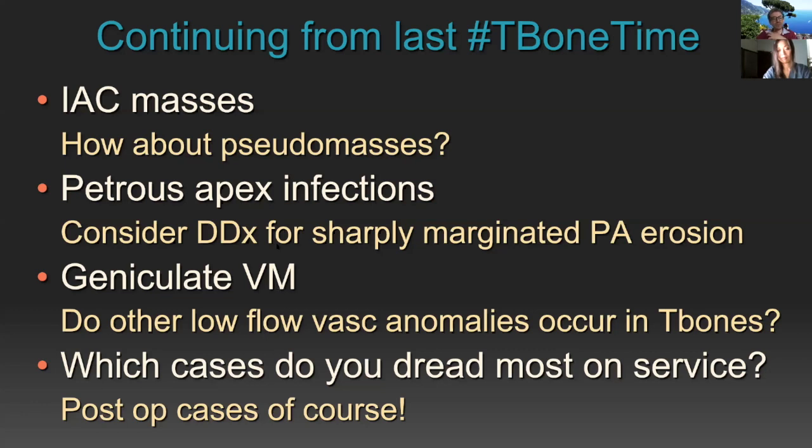And so in the few minutes remaining, I'm going to pick up from where we left off a couple of weeks ago, and also, in fact, in relation to some of the cases today. So the first case is going to highlight a differential for IAC masses that now includes pseudomass. We'll consider benign differential for petrous apex lesions and for geniculate DM that Amy showed.